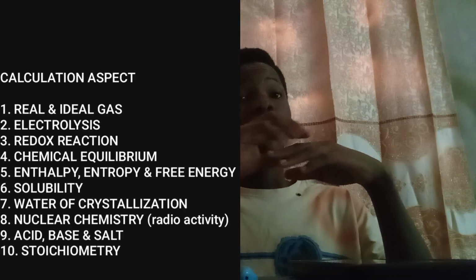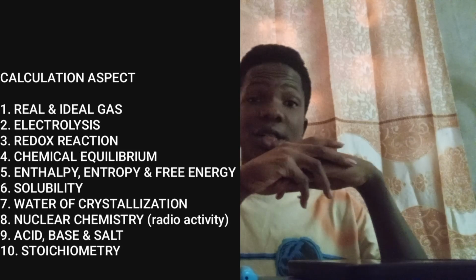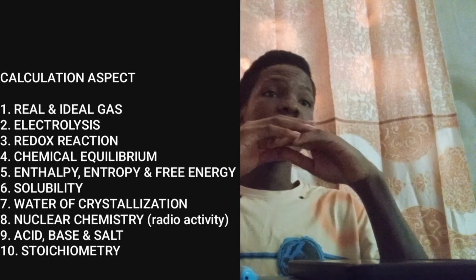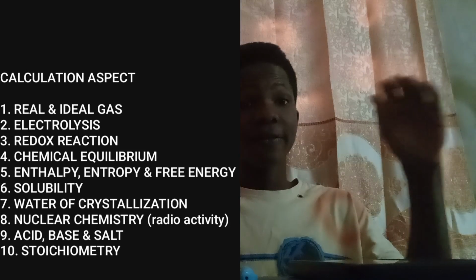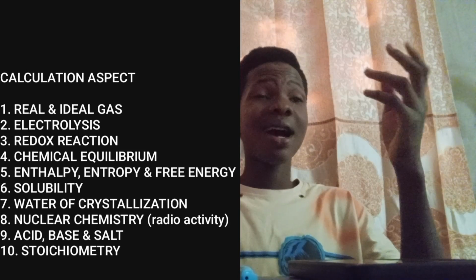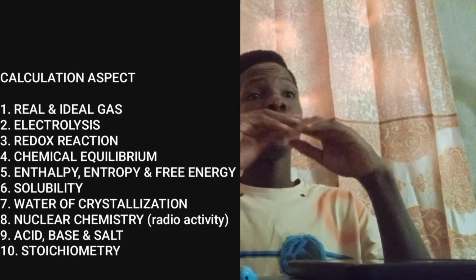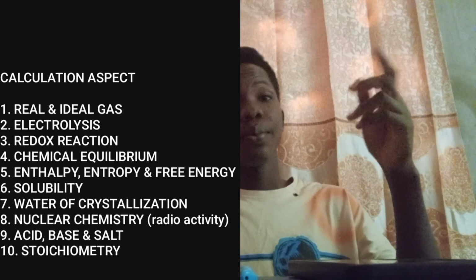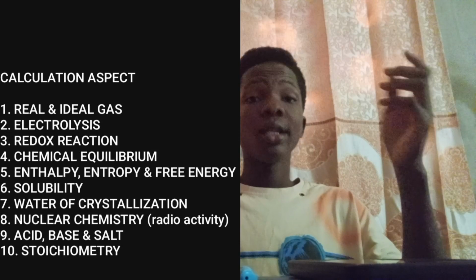Redox reaction, very important. It comes out a lot in JAMB. Then the next is chemical equilibrium. Chemical equilibrium, actually, it's not hard, very simple. All those topics are simple, but sometimes it feels as if it's hard. Next up, we have enthalpy, entropy, and free energy.